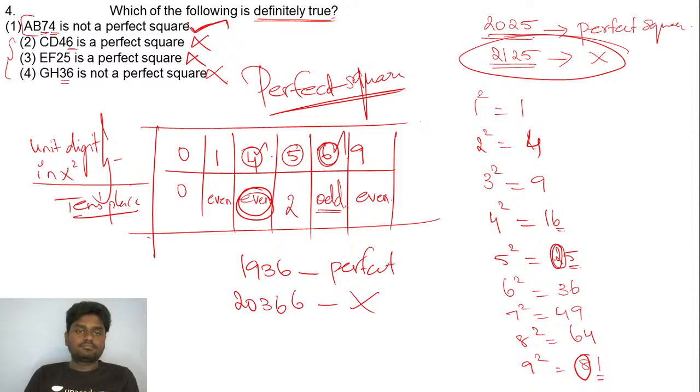But this thing, that is option 1, AB74 is not a perfect square. I can 100% say that. Why? Because in the units place for a perfect square, if you have 4, then in the tens place you need to have an even number, but you have an odd number. So if you have an odd number, I can definitely say, without even cross-checking the values for A and B, that this is not a perfect square. So option 1, AB74 is not a perfect square.